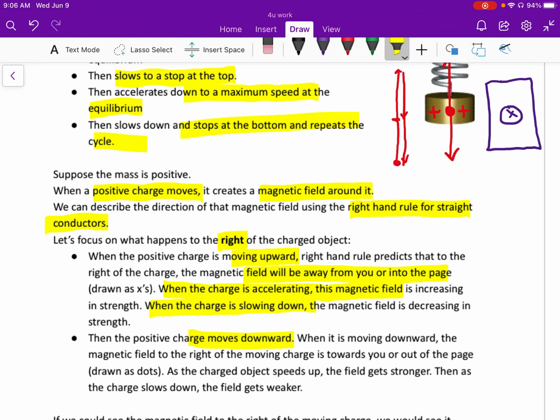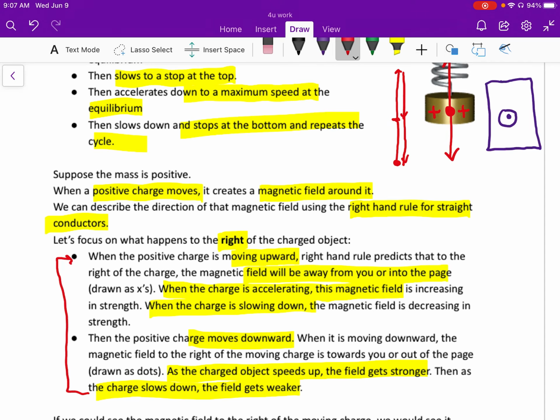So we should do the same thing, right-hand rule, but this time point your thumb downward. When the mass is on its way downward, right-hand rule, on the right-hand side, the magnetic field would be coming towards you, or I would draw that as a dot. As it comes downward, it's making a magnetic field on the right-hand side that's a dot, and the first thing it does is speed up. So as it speeds up on that first part of the way down, the dot gets bigger and bigger, stronger and stronger. Then it starts to slow down. So the dot's still there, but it gets smaller and smaller, or weaker and weaker. Then it just cycles through that all over again.